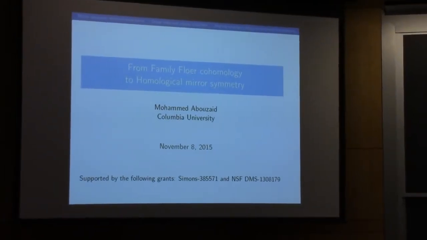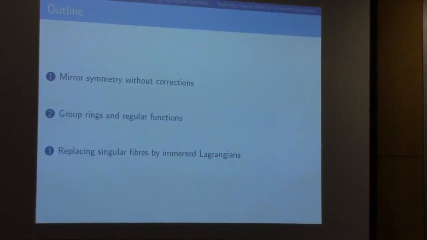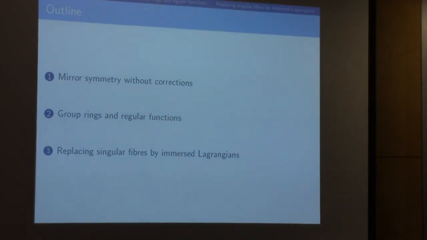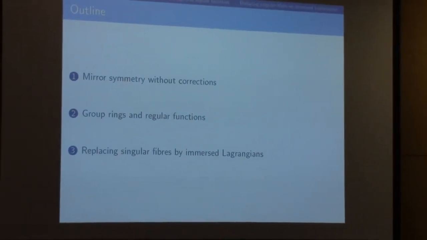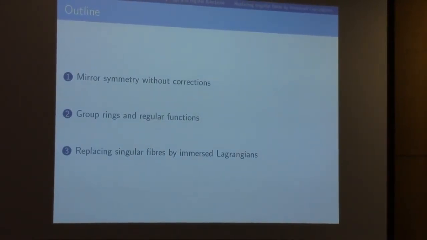Family Floer cohomology and how to use mirror symmetry. The first thing I will describe is how to think about Floer mirror symmetry without corrections. Corrections here means without holomorphic disks, which really means in this case, I'll think about complex manifolds with Lagrangian torus fibrations so that all the fibers are smooth. And I'll explain how this mirror symmetry works on these manifolds.